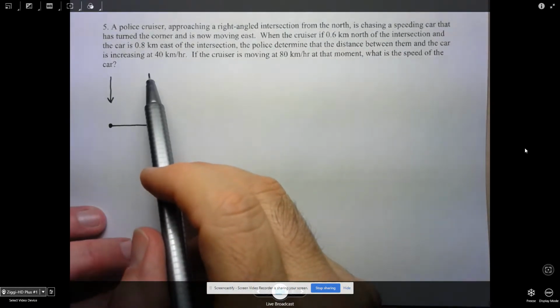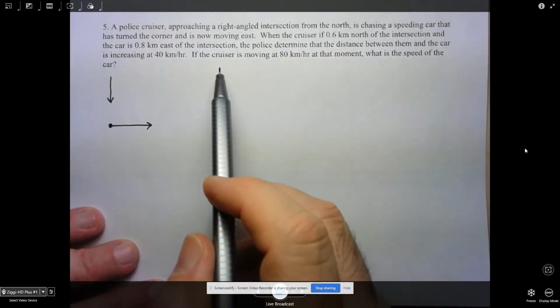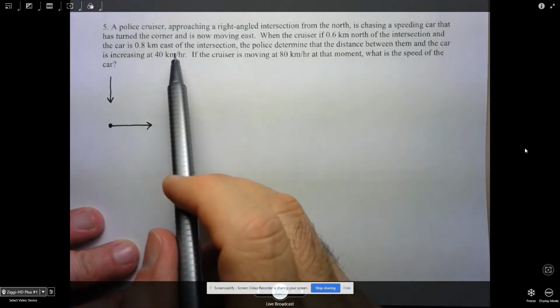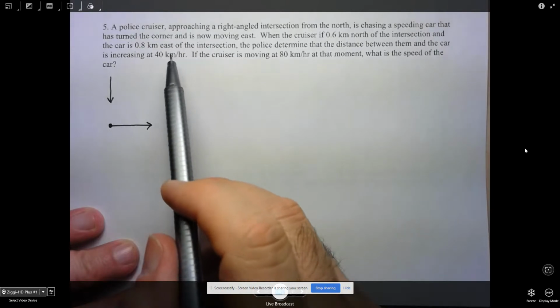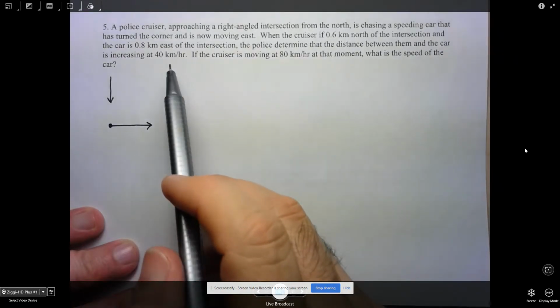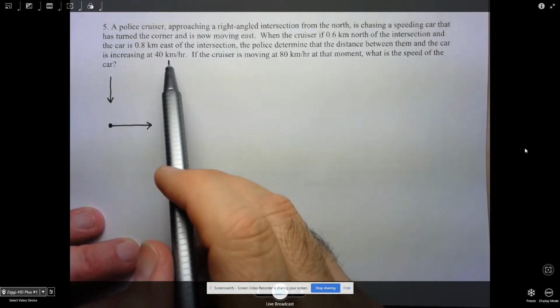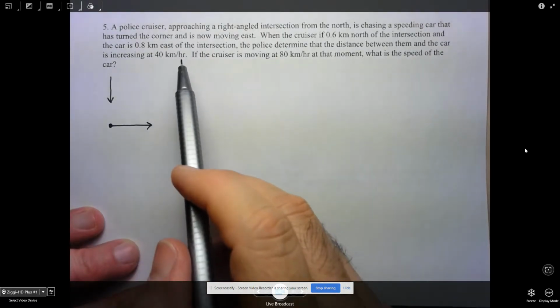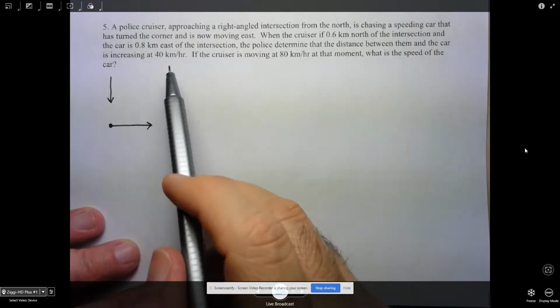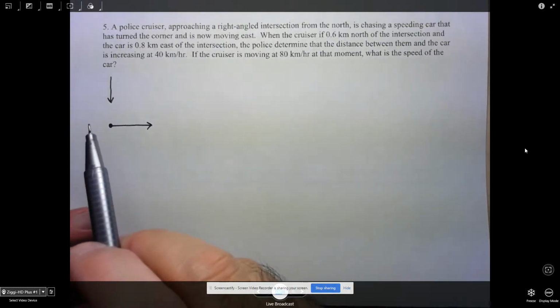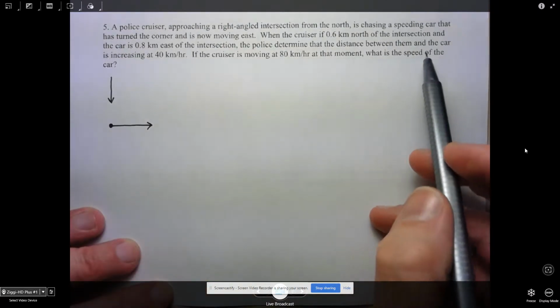Now I'm not going to add any of this information to my diagram yet, because these are all pieces of information at a particular moment in time. We only want to incorporate that information once I've actually found my model and taken whatever derivative I have to take. So the question is, what am I looking for? I'm looking for the speed of the car.